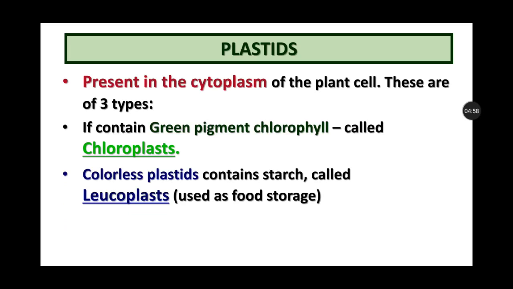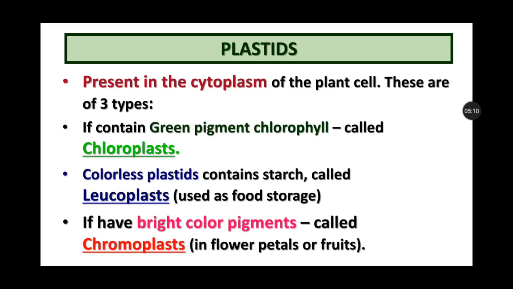Starch is a food made in a plant by the process of photosynthesis. It is stored in the plastid, and this plastid is known as the leucoplast. Then if the plastid has a bright color pigment, it is known as a chromoplast. These bright color pigments are carotenoids, and when the plastid has these pigments, it is called a chromoplast. This chromoplast is present in the petals and fruits which have bright colors.